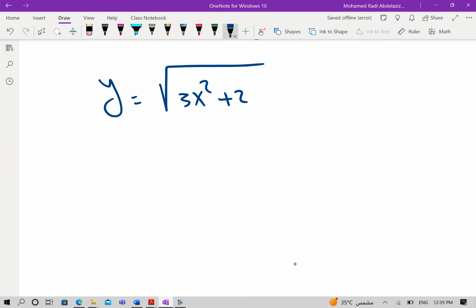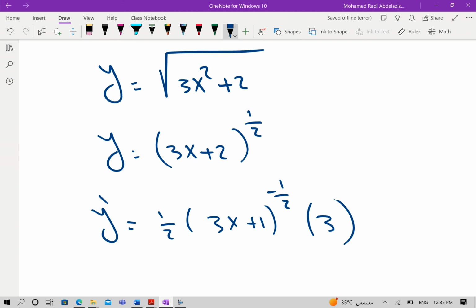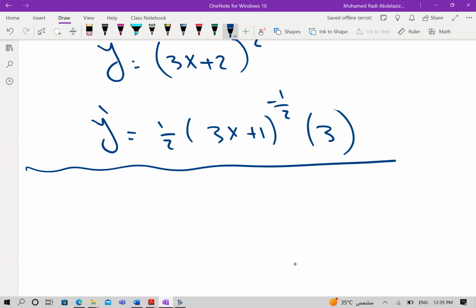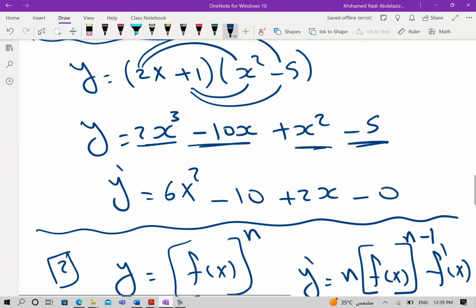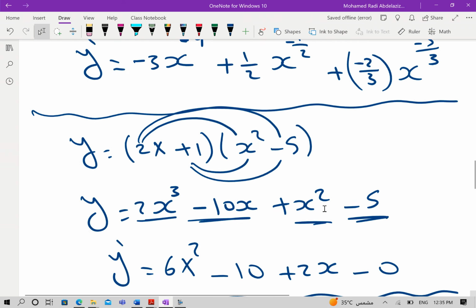Again, how to differentiate a radical function written in this form. First, write it as a function to the power n. It will be 3x plus 2 all to the power of half. Let's start now to differentiate. Drop the power, then minus 1 from a half will be negative half, then multiplied by what? The derivative of the function. These two rules, we studied in AS level. Clear? Now we'll start A2 level.